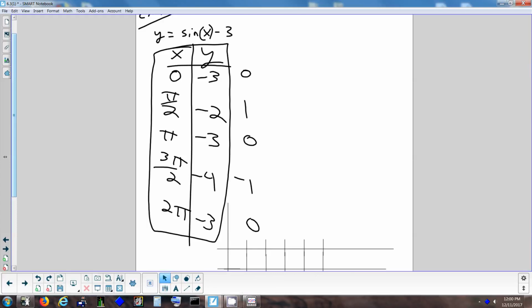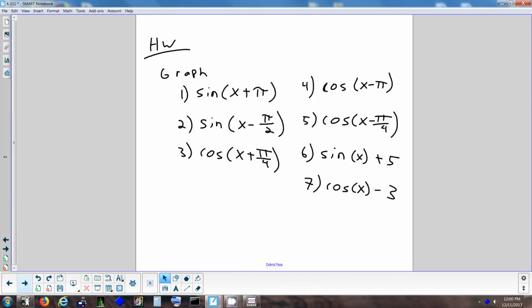So that leaves the 2 stretches for tomorrow. Horizontal stretching and compressing, and vertical. Okay, homework is those 7 graphs. I already have them written out on a worksheet. So if you lose the worksheet, you can just go online and see what the problems are. But I'm going to give you those on a worksheet.